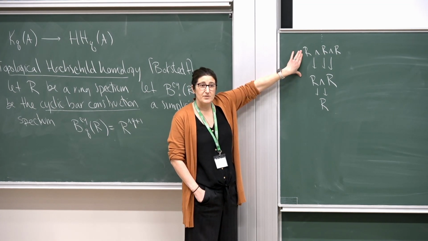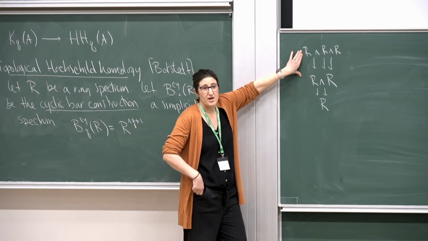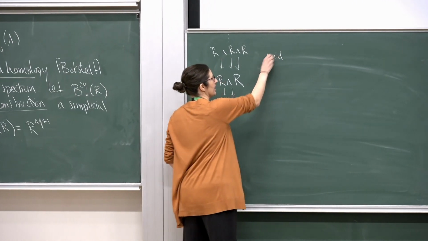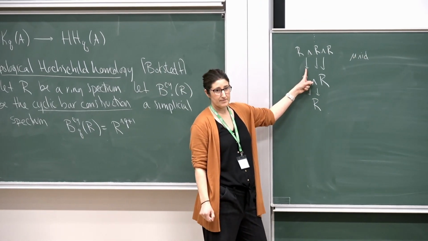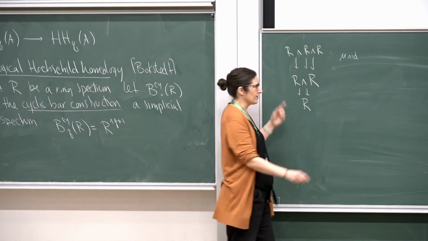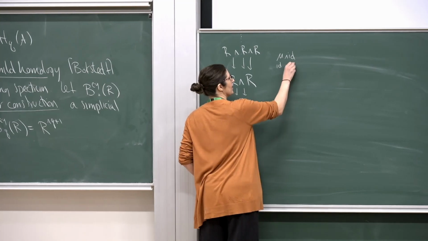Well, it's a ring spectrum, so I have a multiplication. So one natural thing to do is maybe I multiply the first 2 coordinates and then smash with the identity. That's this map. But why did I multiply the first 2 coordinates? Maybe I should have multiplied the last 2 coordinates. So I could have done identity smash mu.